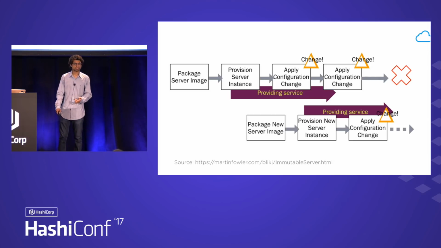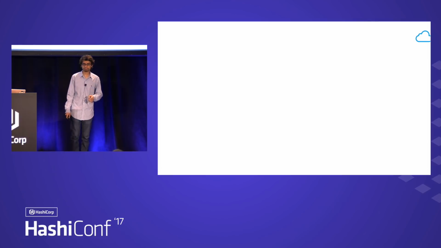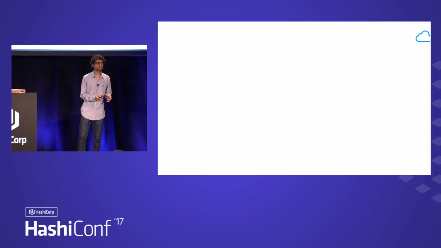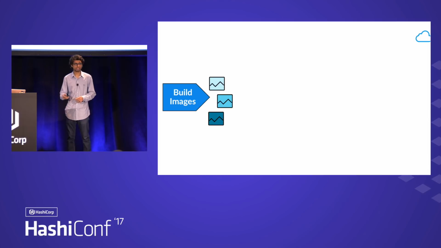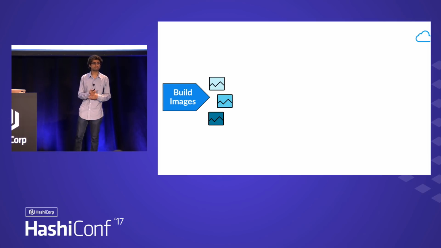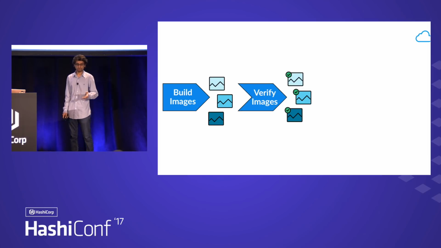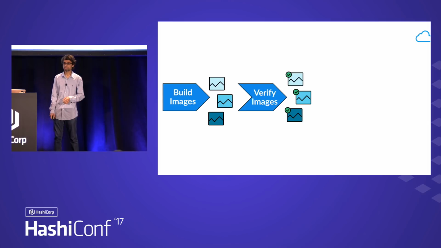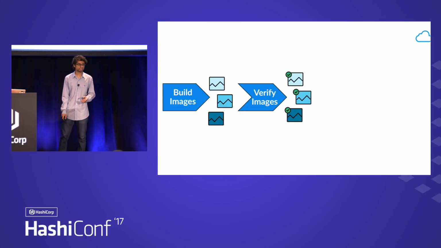So this is the approach that we took. We were like, OK, we're going to build these fully baked images, but we're still going to continue to run our configuration management tool like Puppet on them, even after they come up. But eventually, we want to get to the point where we can completely go to an immutable model.